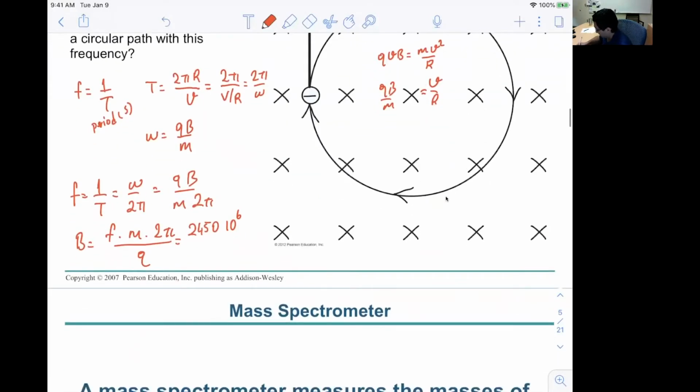So this is F. Mass is 9.1 times 10 to the minus 31 kilogram. It's the mass of the electron, and you have 2 pi. And the charge is 1.6 times 10 to the minus 19. So if you calculate 50 times 9.1 times 2 times pi divided by 1.6.